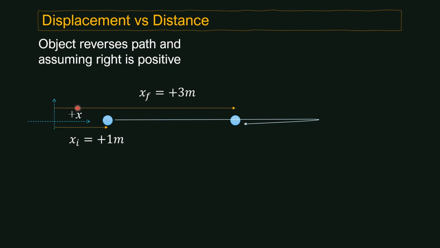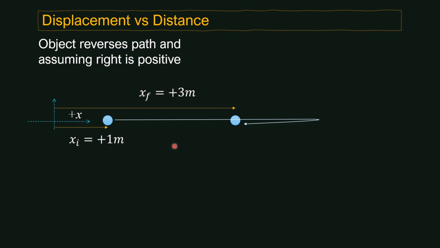So our final position is positive 3 meter. And remember, I'm still assuming the right is positive. So that's why the positive sign for all the position that are pointing to the right. See, this is still to the right from the origin, just like this one. So that's why both initial and final position have positive sign.